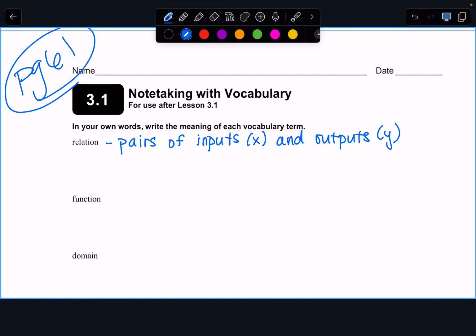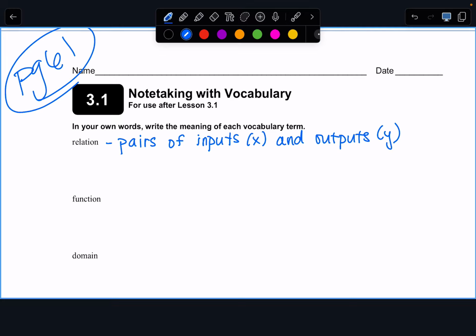Okay? There's a couple different ways you're going to see a relation. You might see a graph. You might see an XY table. You might see a list of coordinates. You might see an equation, okay? But it's some sort of relationship where an X has a Y.